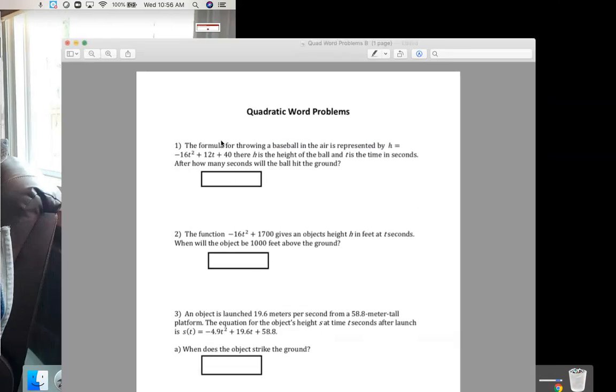Hi guys, welcome to day 2 of quadratic word problems. On Monday, we focused a lot on using the vertex to solve these problems. Today, we're going to do something a little bit different, but very similar.